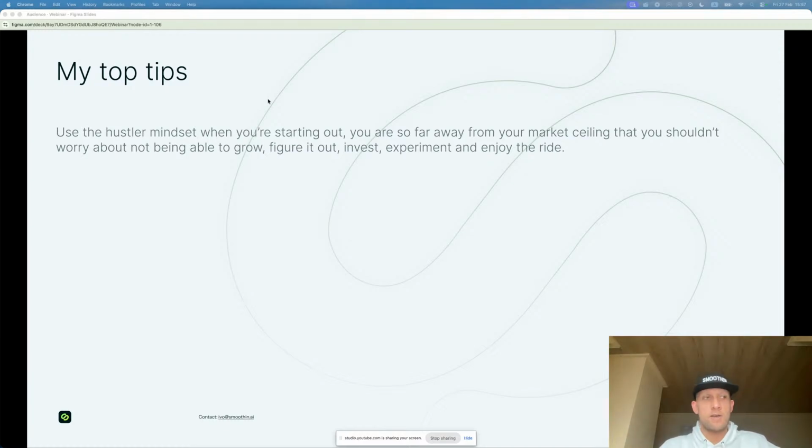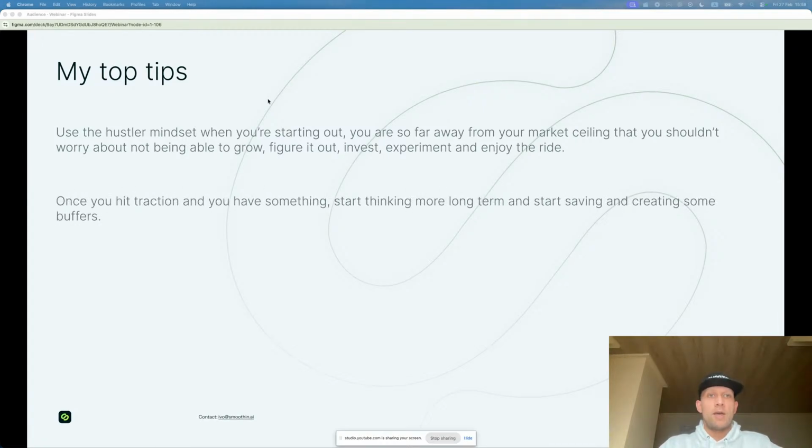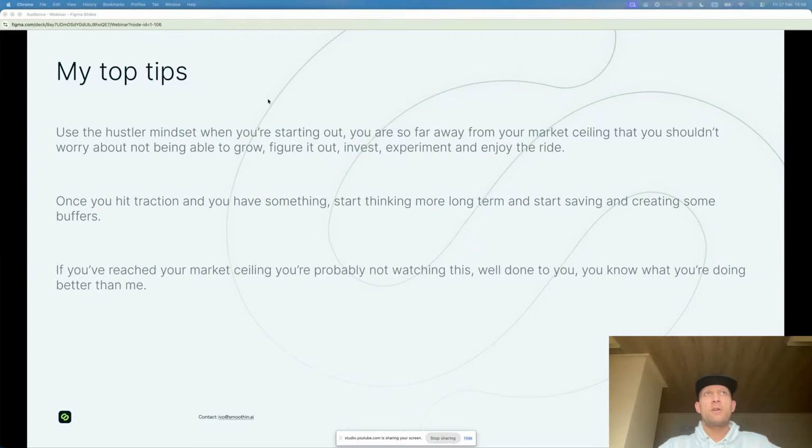For buffers, it's really hard to start new businesses because they don't enjoy this part of the ride and don't feel comfortable in it. But once you hit traction and have something to save, you can start thinking longer term, saving up, and creating buffers from that point onwards. And if you've already reached your market ceiling, you're probably not watching this, so well done. You know what you're doing better than me.